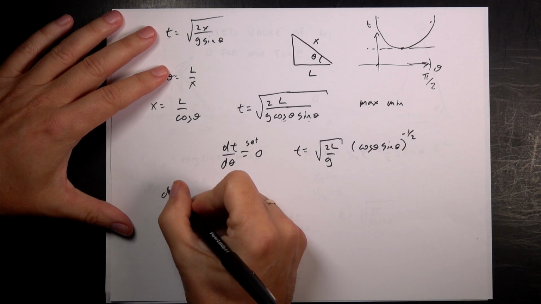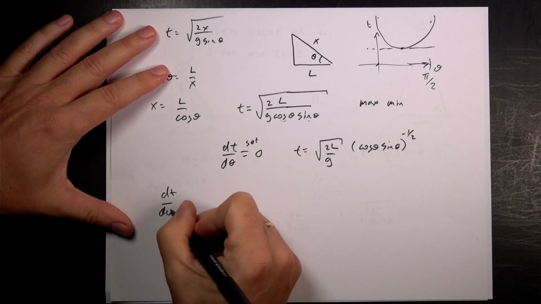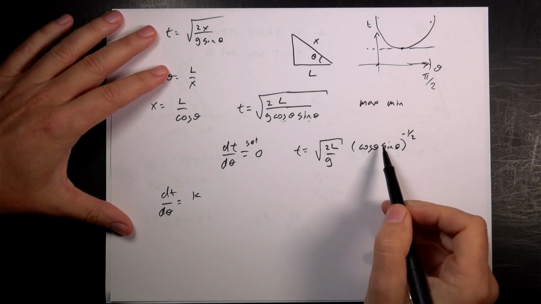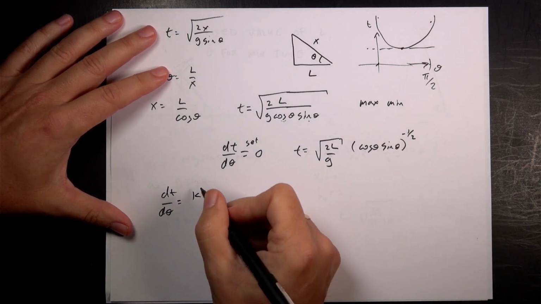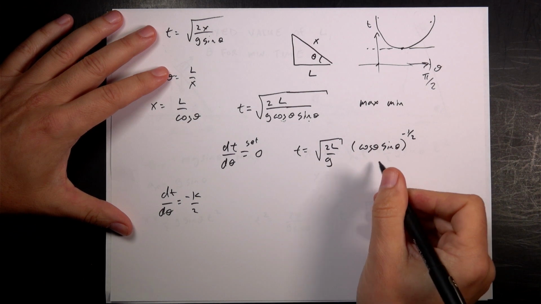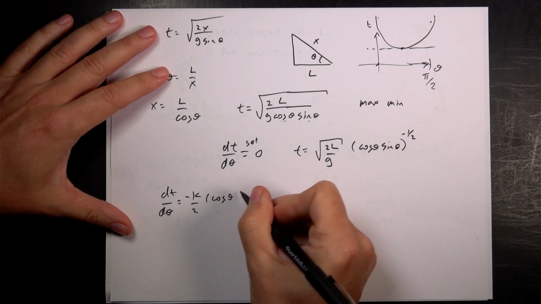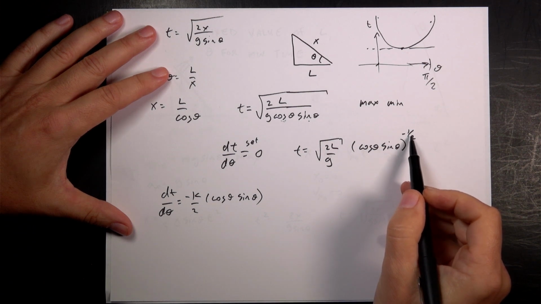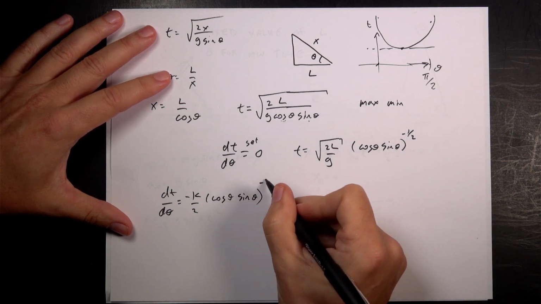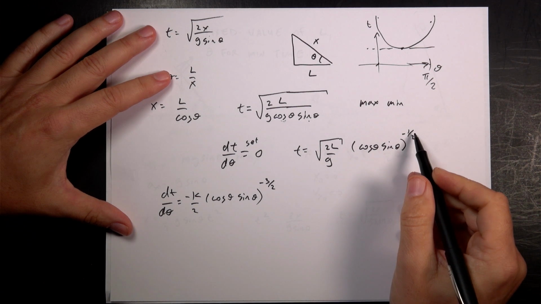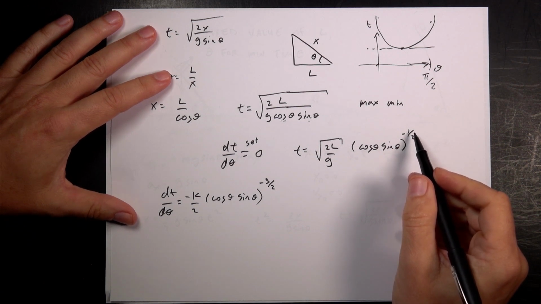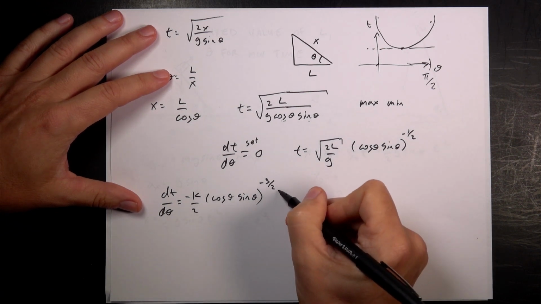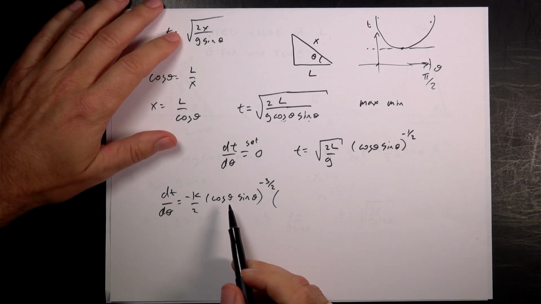So now I'm going to say dt d theta equals K, and then I have a power rule, right? So if I bring this down front, I get negative 1/2, and then I have cosine theta, sine theta, and I need to decrease this by 1, so I get negative 3/2, right? When you take the derivative, you decrease the power by that. But now I need to take the derivative of the inside, because of the chain rule.